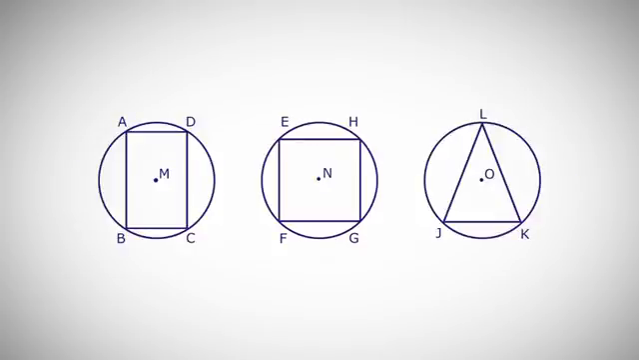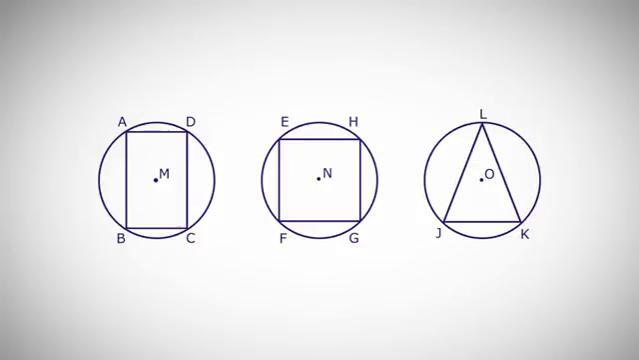A figure is inscribed within a circle if all of its vertices lie on the circumference of the circle. In this diagram, rectangle ABCD is inscribed within circle M, square EFGH is inscribed within circle N, and triangle JKL is inscribed within circle O.